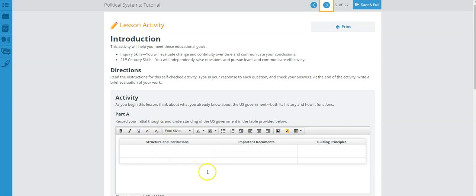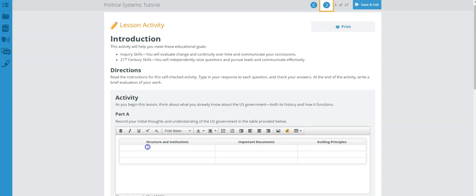And the table, as you can see, is divided into 3 different sections. The first section deals with structure and institutions. The second section deals with important documents. And the third section deals with guiding principles. The first section, obviously, structure and institutions.